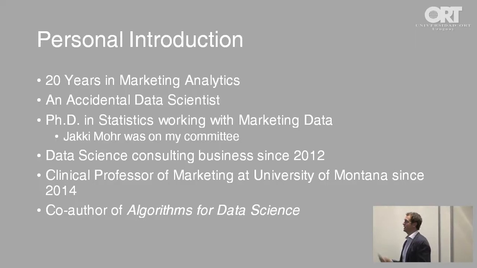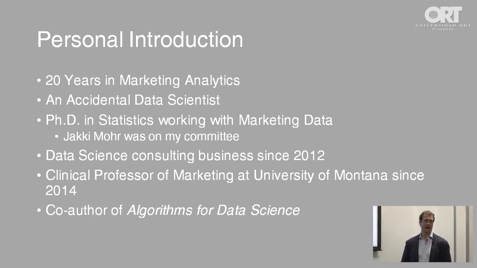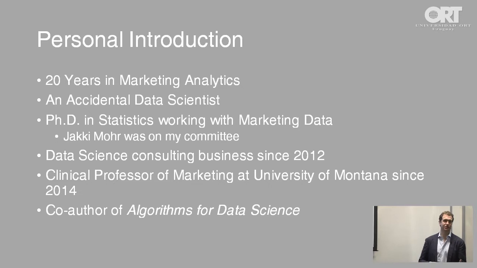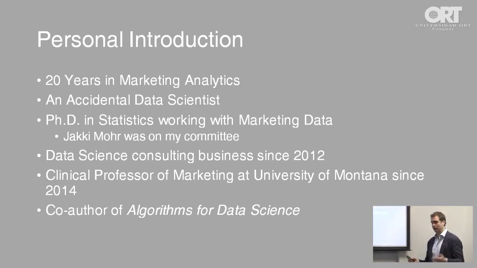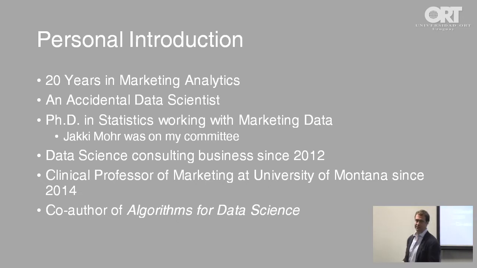So just a little introduction. I've worked in marketing analytics for 20 years. I call myself an accidental data scientist. I ended up in mathematics because I didn't like lab classes in biology, which is what I wanted to do, and I wanted a science degree without having to sit in labs, and math worked. And then I did a master's in math and then a PhD in statistics.